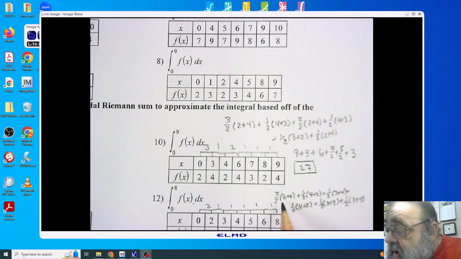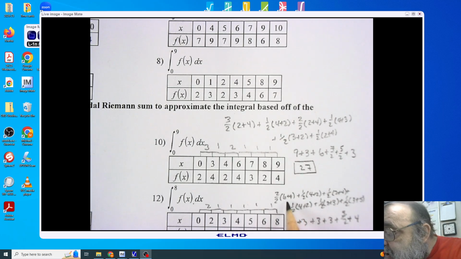That's going to give me 10 plus 1/2 of 6 is 3, 1/2 of 6 is 3, 1/2 of 6 is 3, 1/2 of 5 is 5/2, plus an additional 1/2 of 8 is 4. And we'll just double check. Looks good. So I have 19 plus 4 is 23, 24, 25, and 1/2 for 25.5 is my answer.